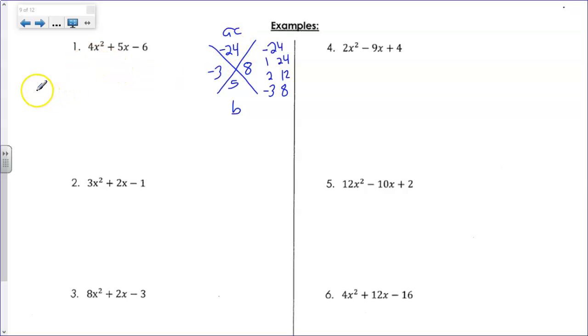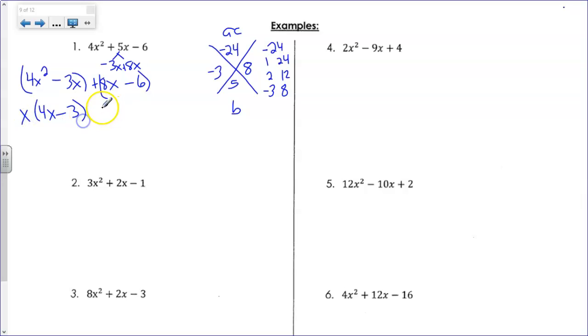So now if you remember, we're going to drop the first term down. We're going to split the b into negative 3x and 8x. So that's going to be negative 3x plus 8x, and then drop the last term down. Then we're back to grouping. So nothing new here. So we're going to take out an x here. That's going to give me 4x minus 3. Take out a 2 here. 4x minus 3. Then what's in parentheses should be the same. So we're going to write it down, mark it out, bring down the leftovers.